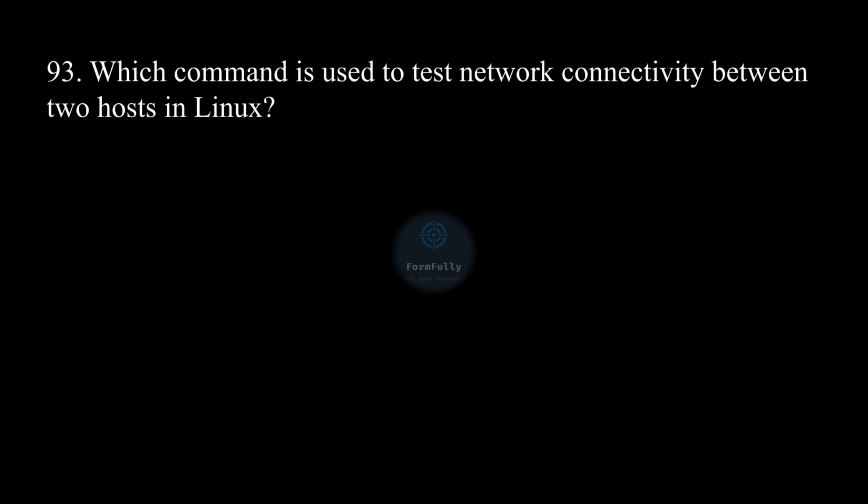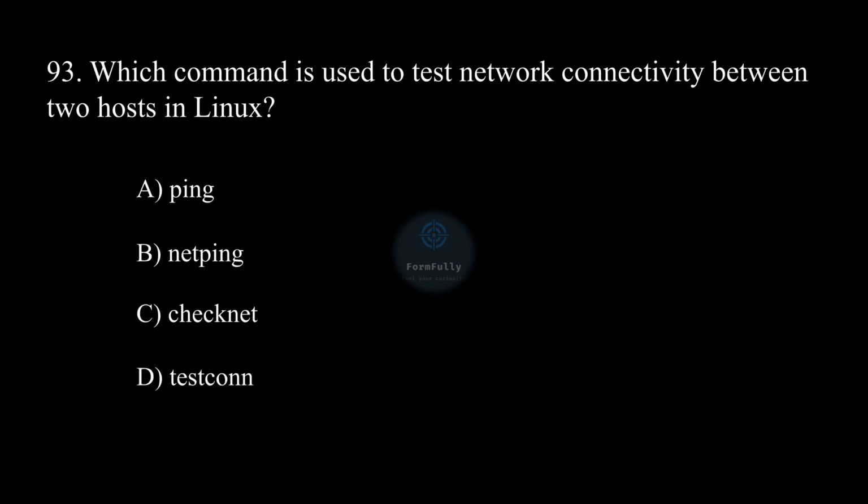Which command is used to test network connectivity between two hosts in Linux? Options are ping, netping, checknet, testcon. The ping command is commonly used to test the reachability and latency between two hosts by sending ICMP echo request packets to the destination and waiting for the ICMP echo reply packet in response. This helps in verifying network connectivity between devices on a network. So, the correct option is ping.